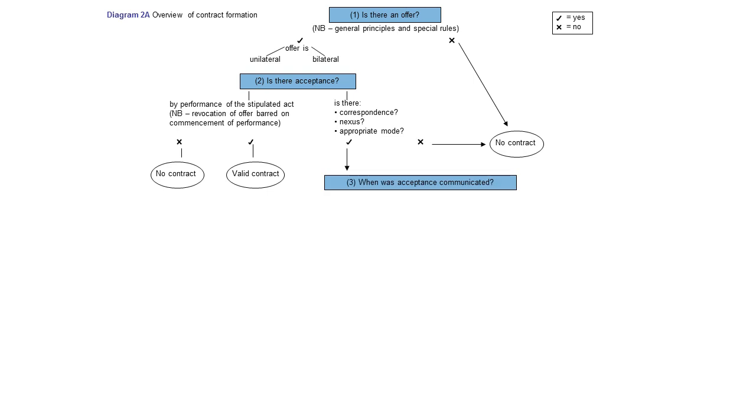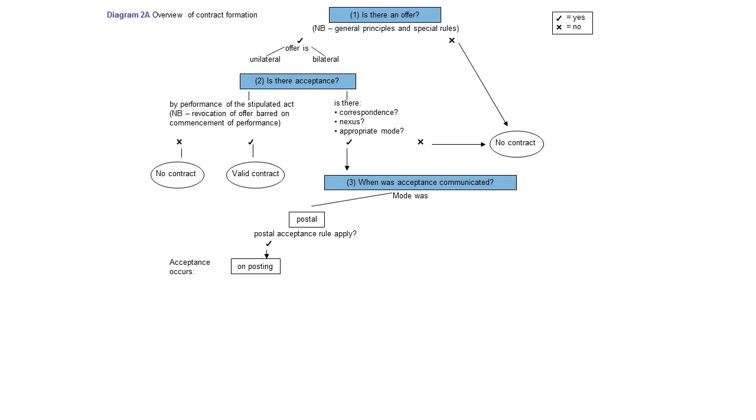If there is a valid acceptance, we still have to fix the time of acceptance. This is important because it's the time when the contract was made and the door is closed. Neither party can thereafter change the terms or get out of the contract. The answer to the timing question depends on how the acceptance was communicated.